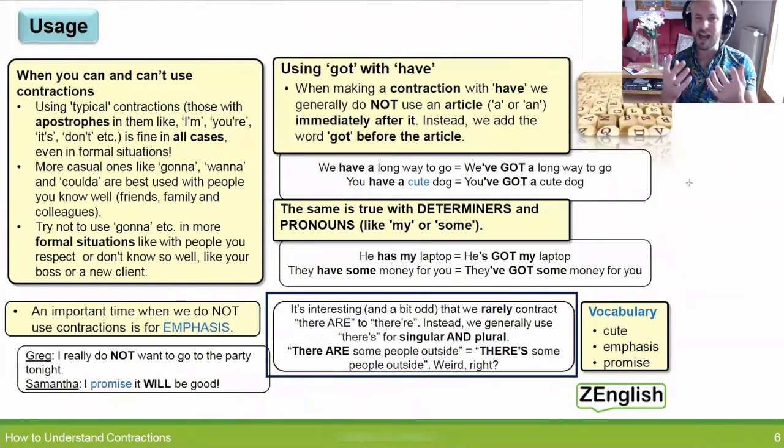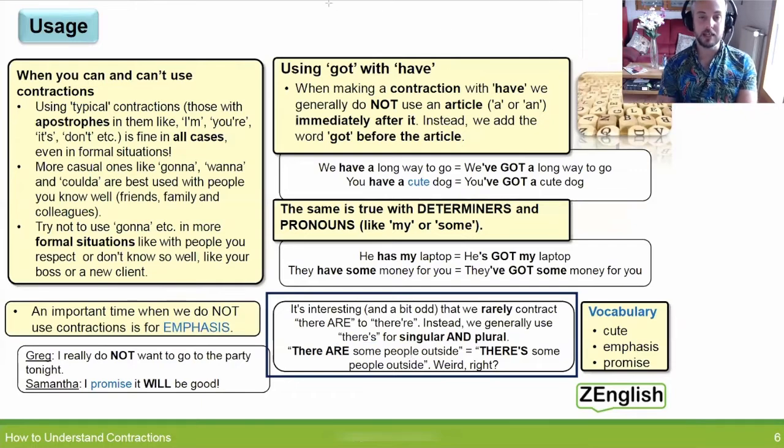It is interesting and a bit odd that we rarely contract there are to there're. It is the correct contraction, but we generally don't use there're, probably because it's quite tricky to say there're, especially in a quick sentence. So instead, we generally use there's for singular and plural. So there is becomes there's, but there are also becomes there's. This has become very, very common in modern daily English.